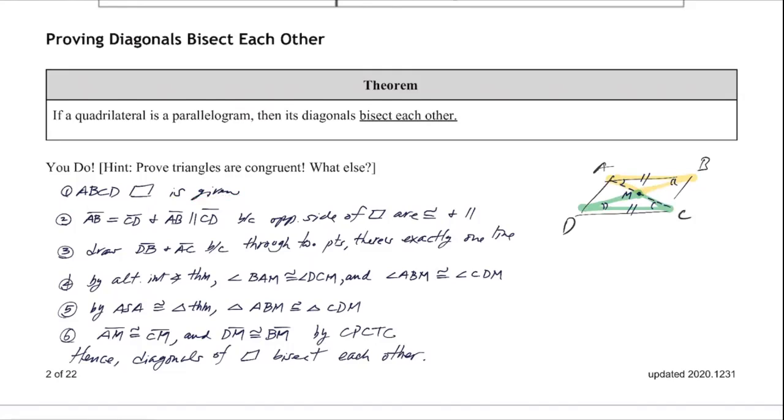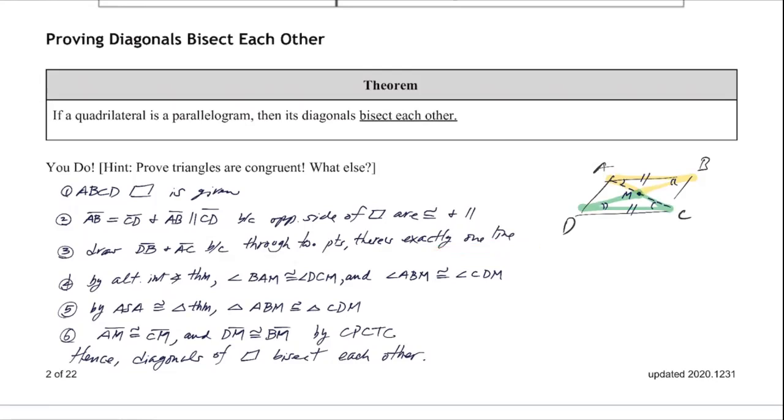So the ABCD parallelogram is given to us, and we know that AB and CD are congruent and parallel, because the opposite sides of a parallelogram are congruent and parallel. We have already learned that, right? And we're going to draw DB and AC right there, guys. Through 2 points, there's exactly one line or one line segment. Note that a segment is a part of a line, so that is a perfectly legitimate way of saying this.